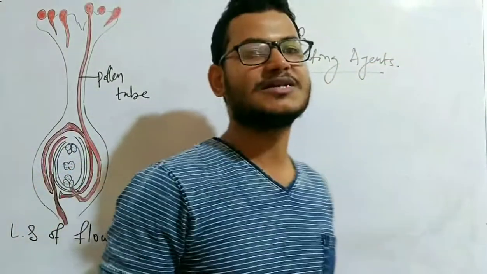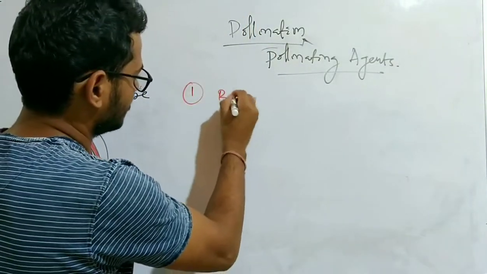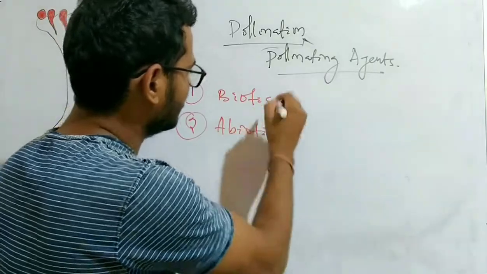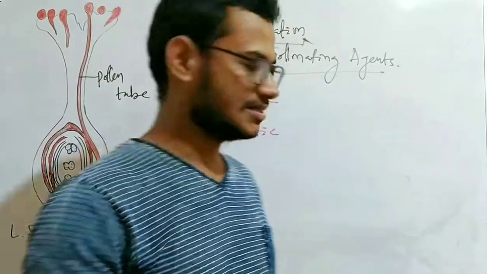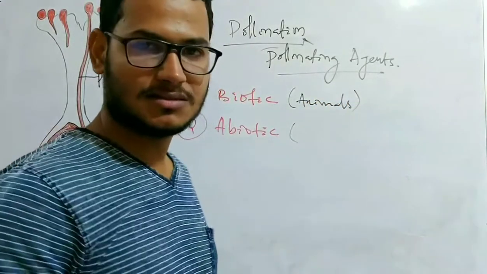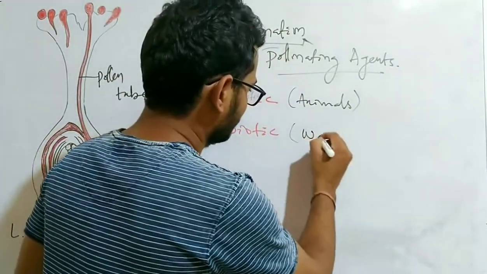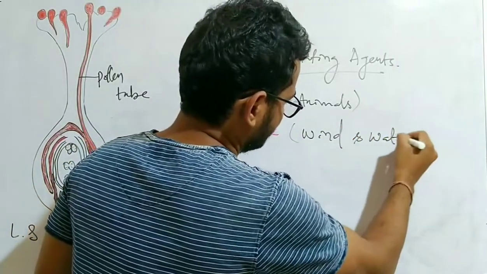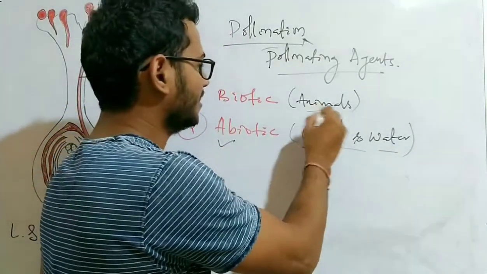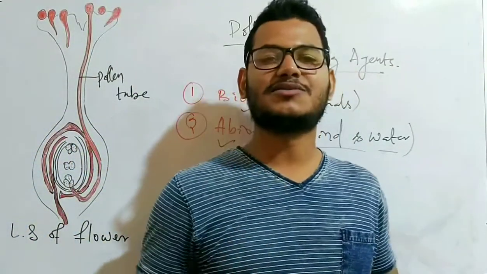So who are responsible for causing pollination? They are divided into two categories. Number one is biotic, and number two is abiotic. Biotic means it involves living organisms, mostly animals and birds. The abiotic includes mostly two factors, wind and water. Wind and water are responsible for causing pollination, and these are abiotic factors. Animals are causing pollination, and they are biotic factors. First we will discuss the biotic factors.